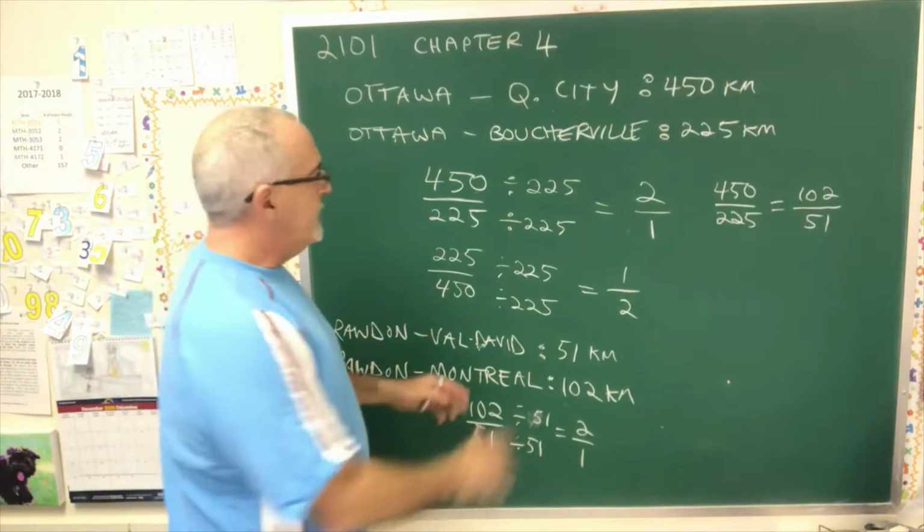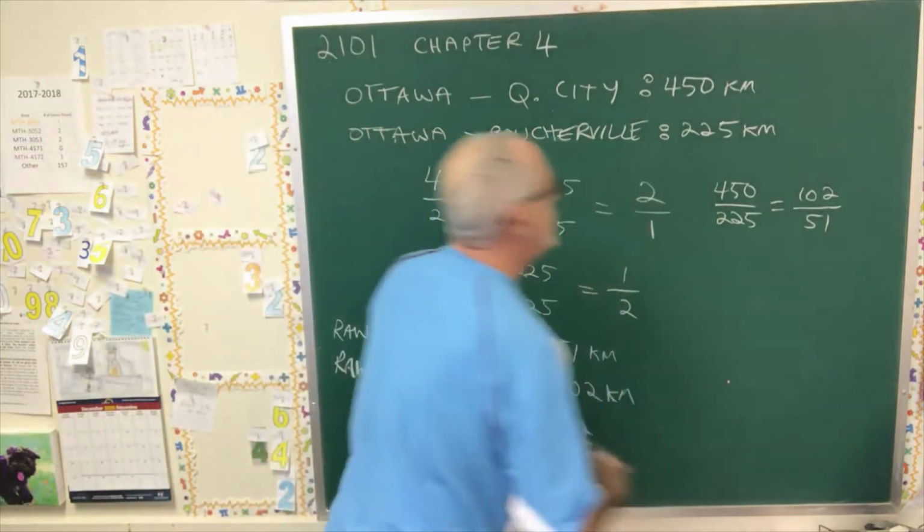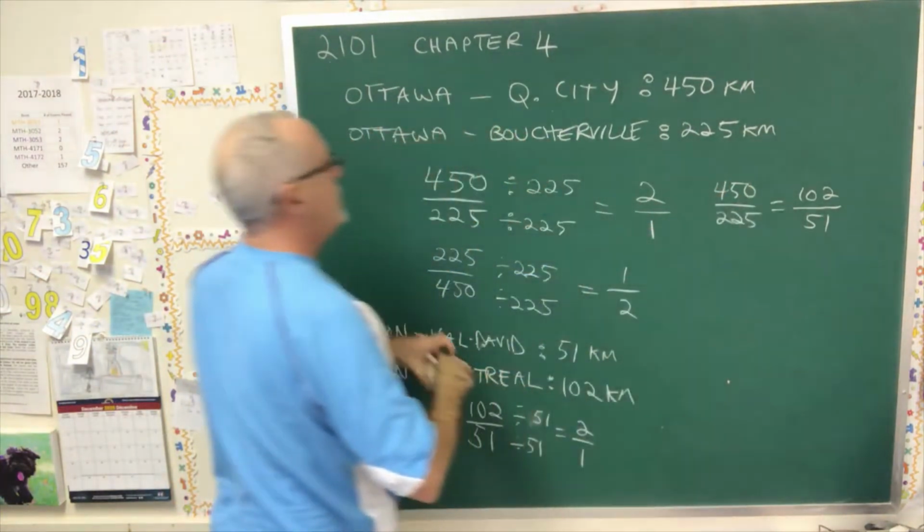Now, how can we write this? I'm going to get rid of some of this stuff. I'll keep this proportion though.